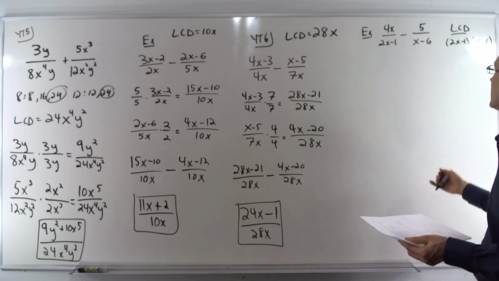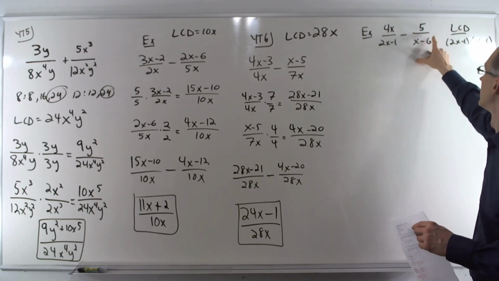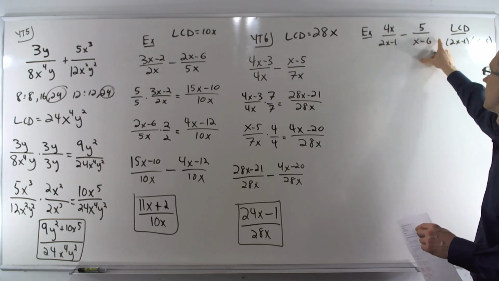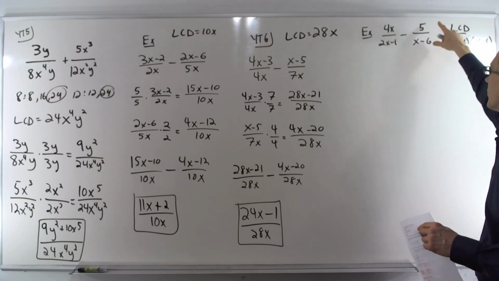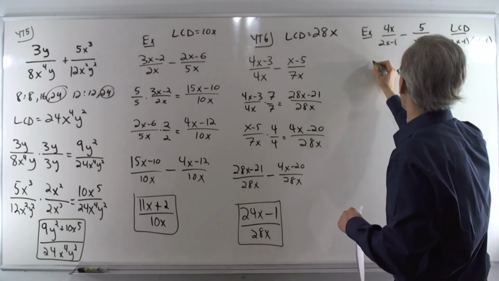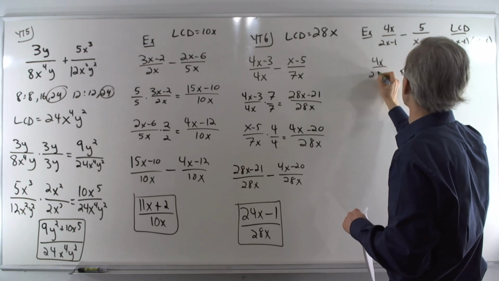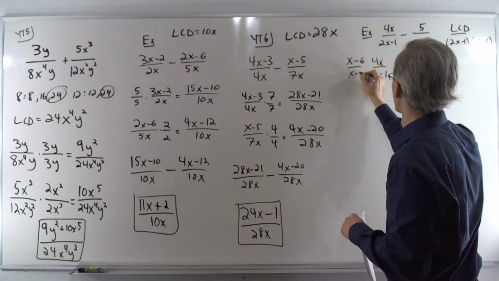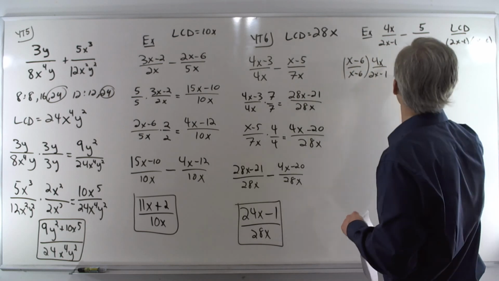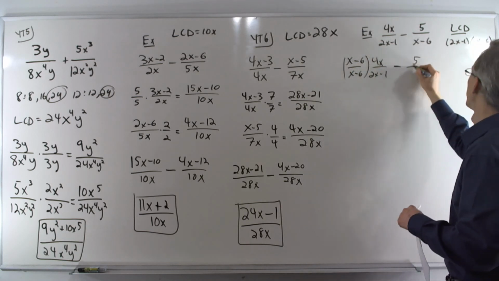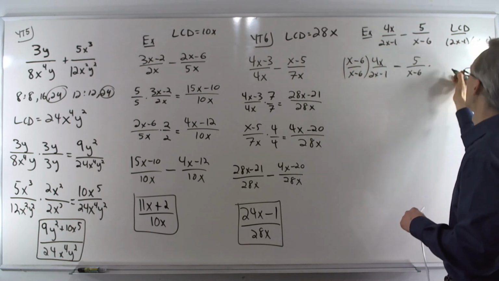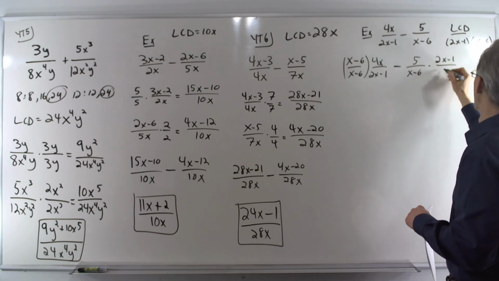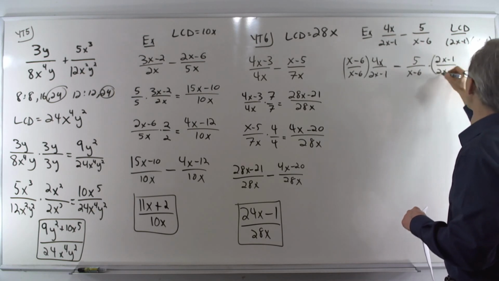So that means, in this case, all we have to do is multiply these fractions by the other fraction's denominator over itself. So that'll be 4x over 2x minus 1 times x minus 6 over x minus 6. Minus, and then on this side, we've got 5 over x minus 6 times 2x minus 1 over 2x minus 1.